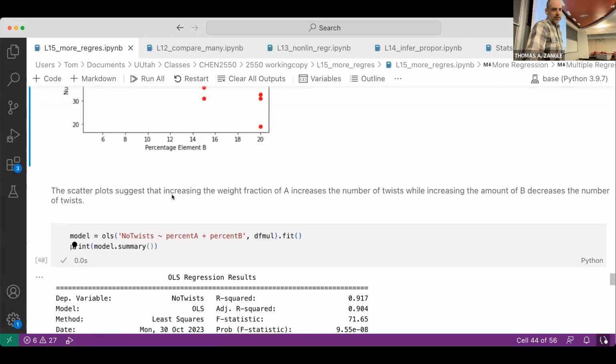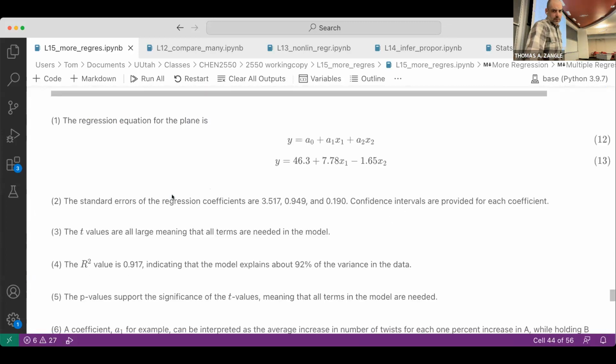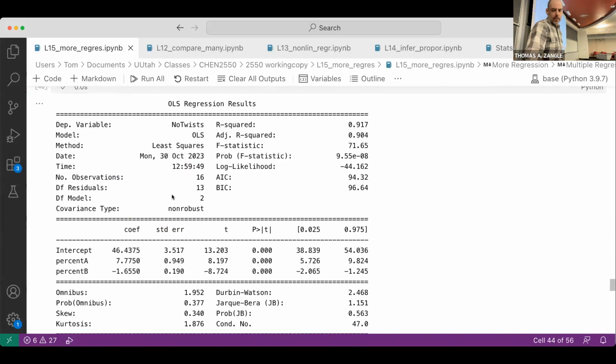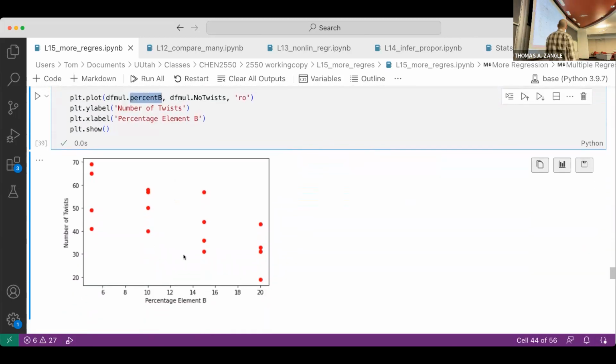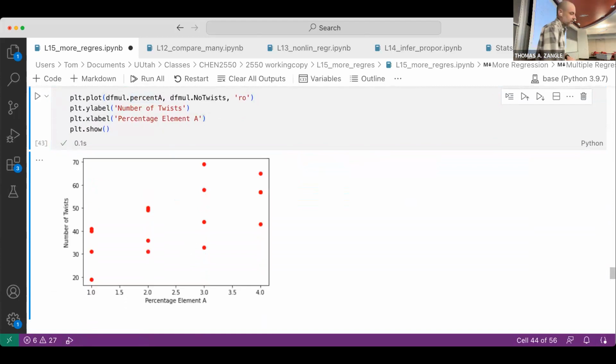But to address that, we should probably also look at the number of twists versus percentage element A. Right, and so when we plot number of twists versus percentage element A, we also see a relationship that looks roughly linear. So this indicates that our linear multivariate model might work reasonably well for this data.